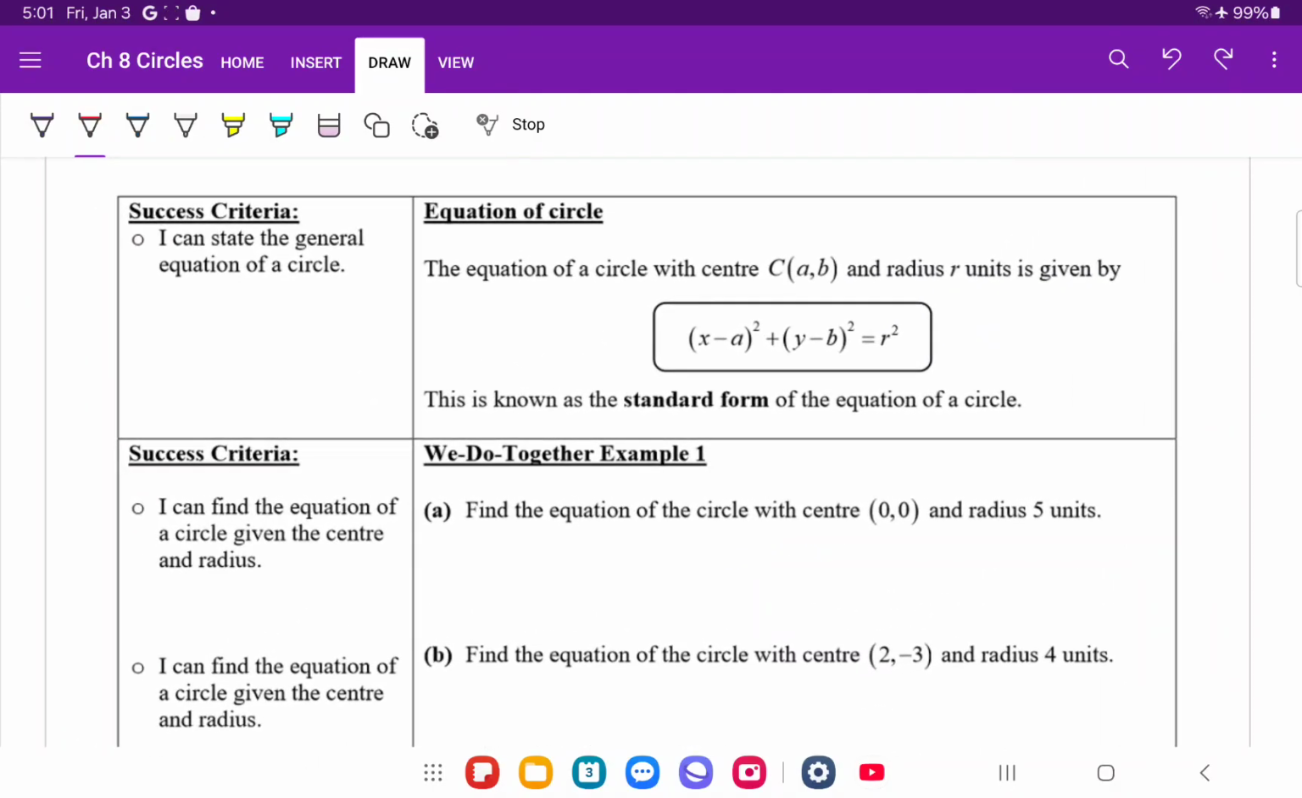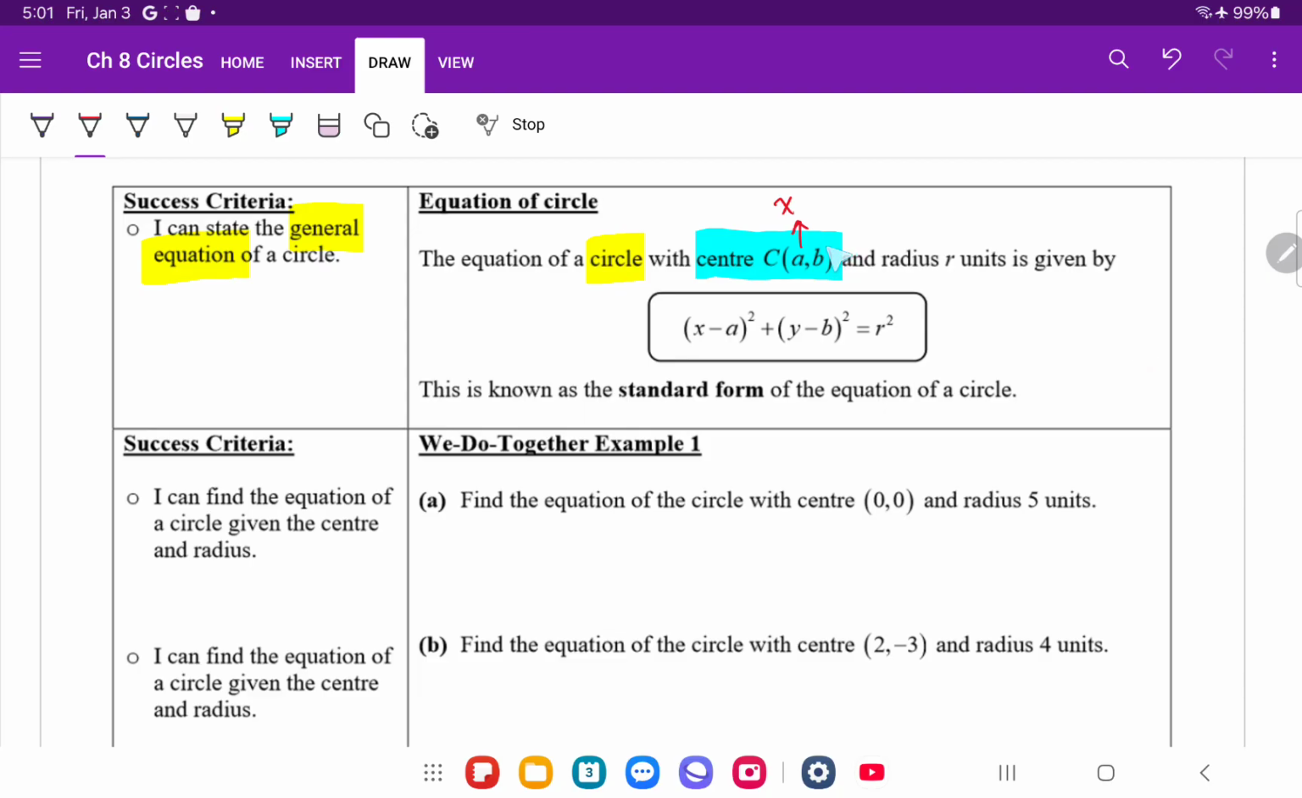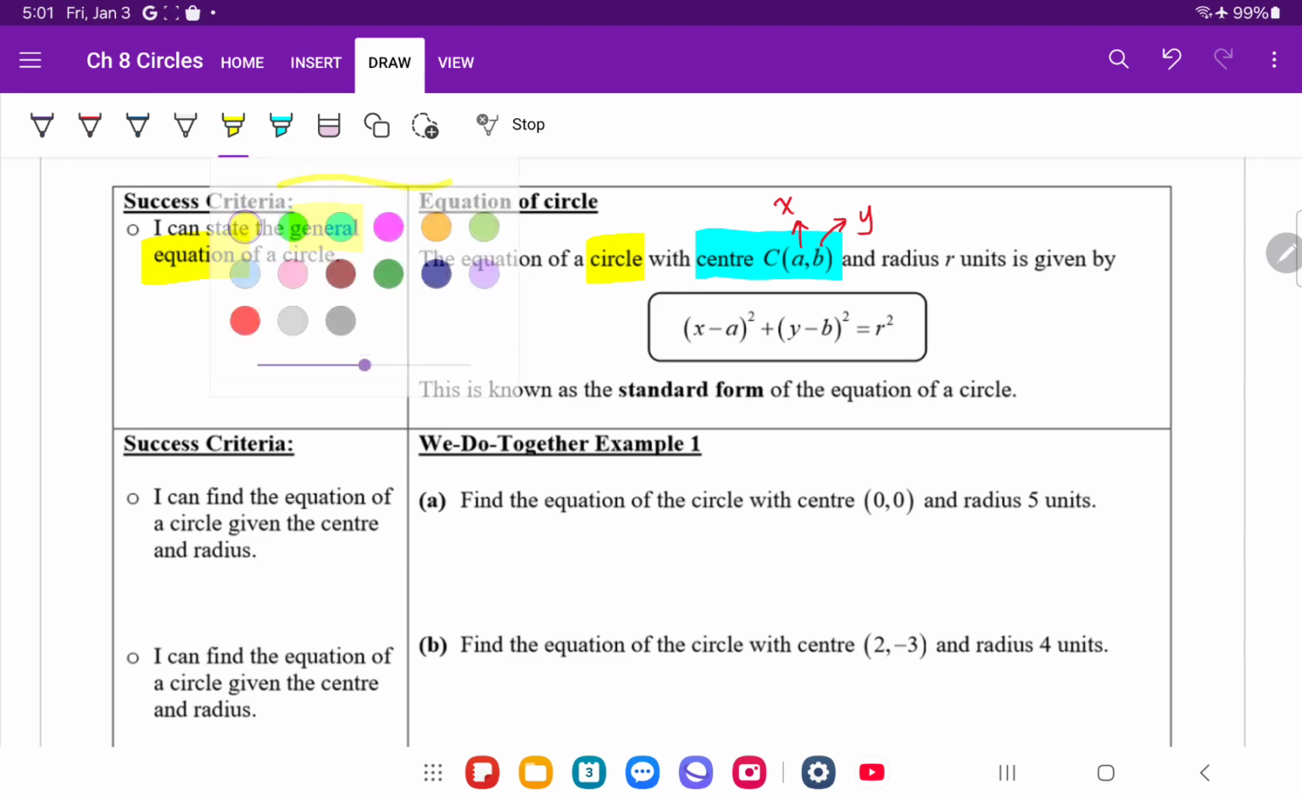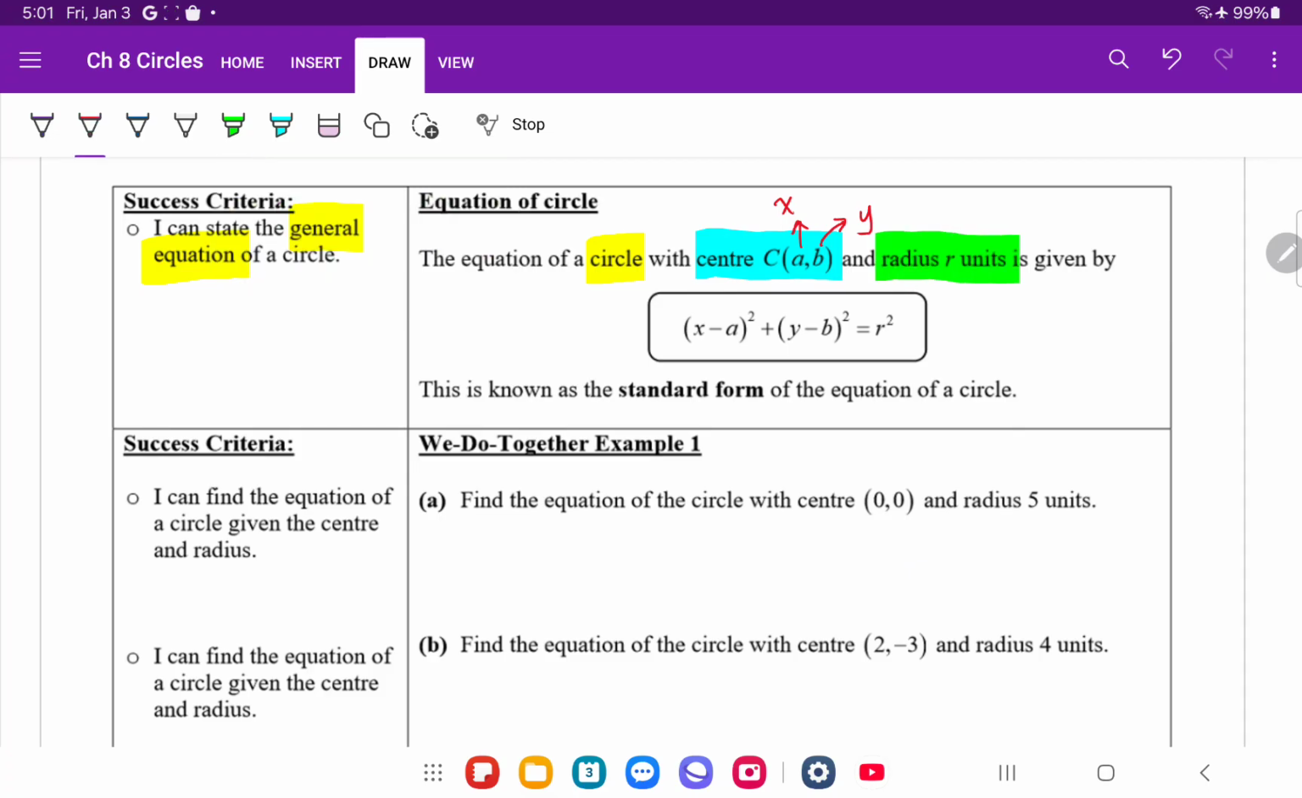On page 3, this is the general equation of a circle. The circle, when the center is A, B. Now do take note that A is the x-coordinate, B is the y-coordinate. And if it tells you that, let me use a different color, that the radius is r units. This is the radius r.